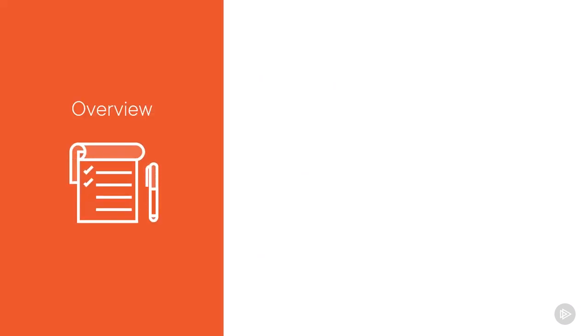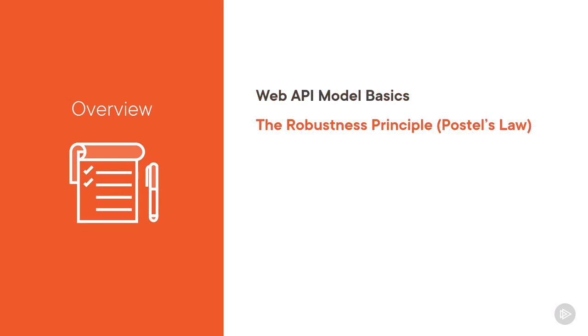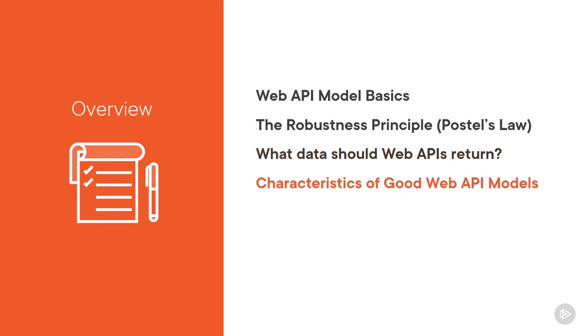In this module, we're going to start with some basic best practices for your web API models. Then, we'll introduce and talk a little bit about the robustness principle and how it applies to web APIs and the models you accept and return. Then we'll discuss how to decide what data your APIs should return depending on context. And then we'll look at some of the characteristics of good web API models as well as some anti-patterns that might indicate that your models aren't as good as they could be.